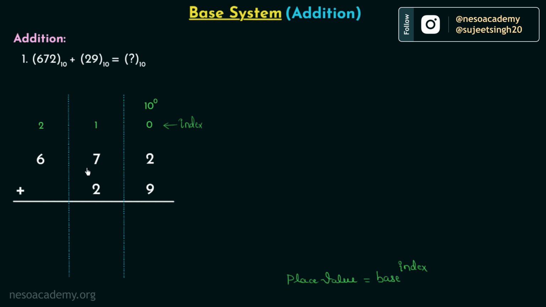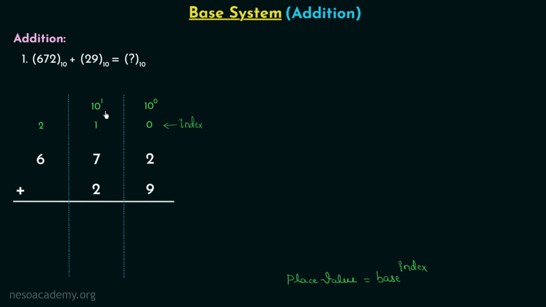Similarly, when we calculate the place value for digit 7, we will have the base equal to 10 and the index equal to 1. So we will have 10 raised to power 1 which is equal to 10 as the place value for 7 and also for 2. And hence 7 and 2 are the digits at 10's place. 6 will have the place value equal to 10 raised to power 2. 10 is the base and 2 is the index. 10 raised to power 2 is equal to 100 and therefore 6 is at 100's place. So in this way we can find out the place values of digits in a given number.